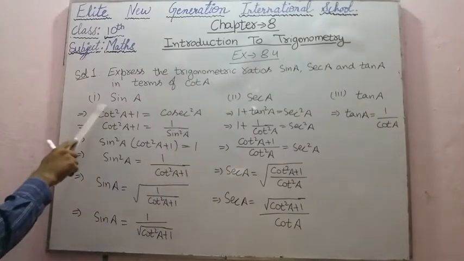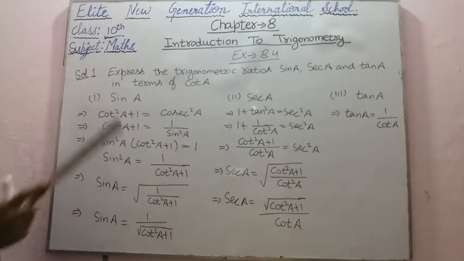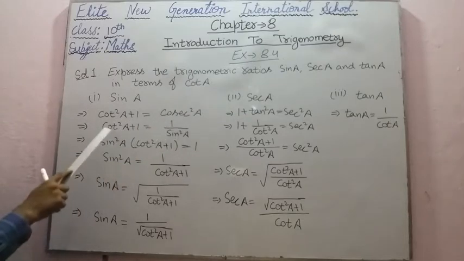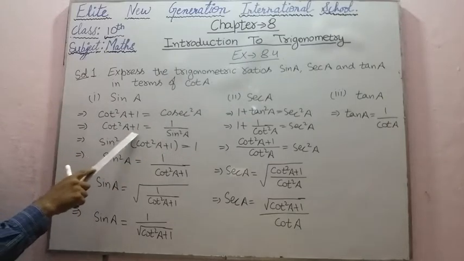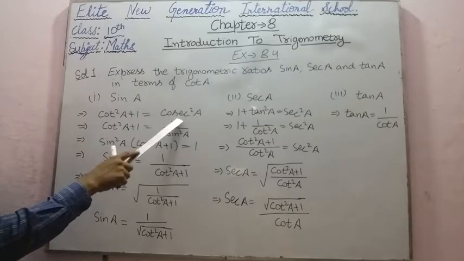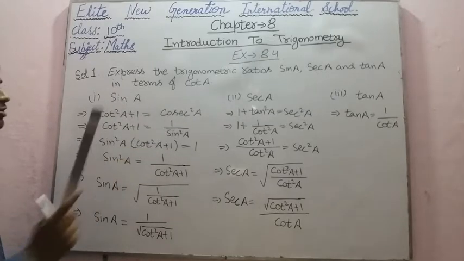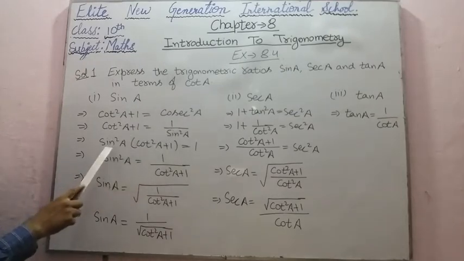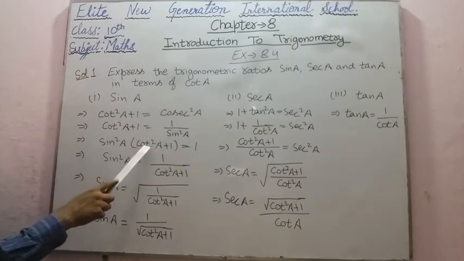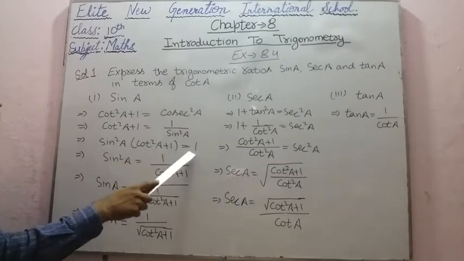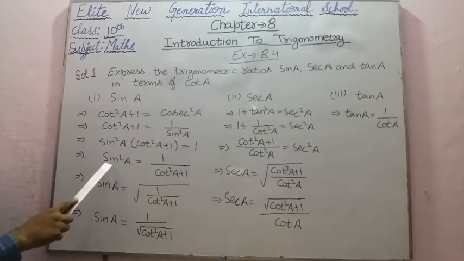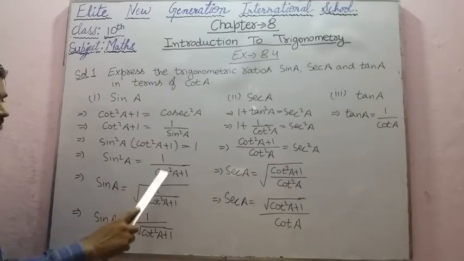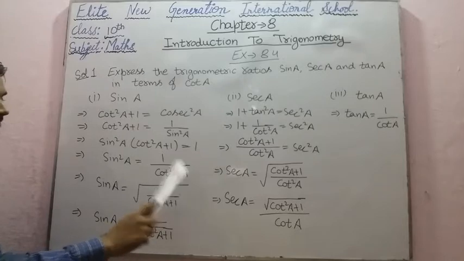So first of all we are taking sin A, by using the formula cot square A plus 1 equal to cosec square A. So here cot square A plus 1 will be equal to, in place of cosec square A, we can write 1 upon sin square A. Now after this, doing cross multiplication, this will be sin square A into cot square A plus 1 equal to 1. Now finding the value of sin square A, cot square A plus 1 will come in division, so it will be 1 upon cot square A plus 1.